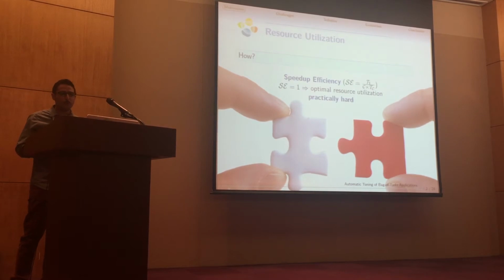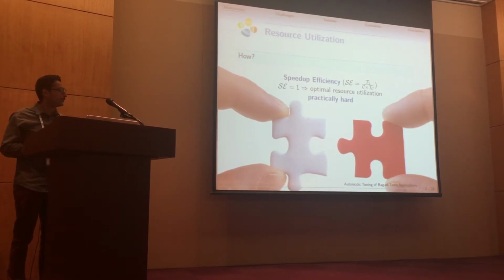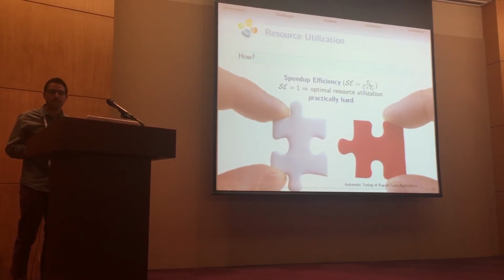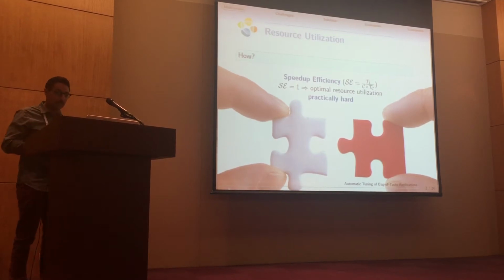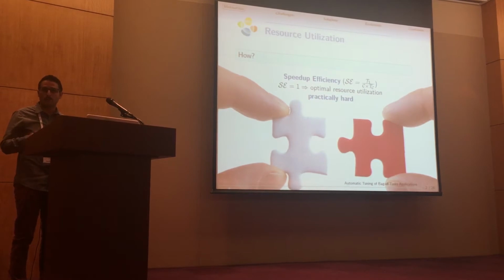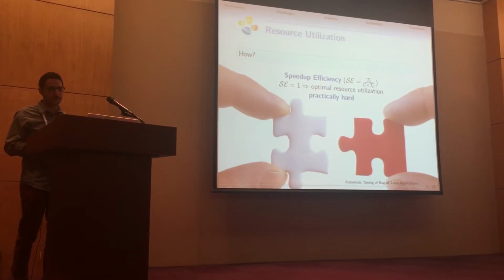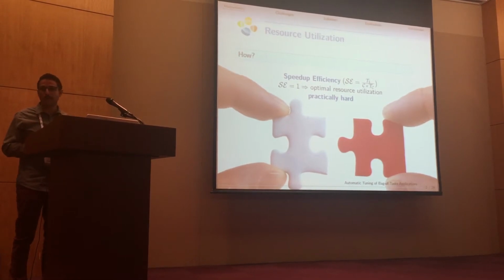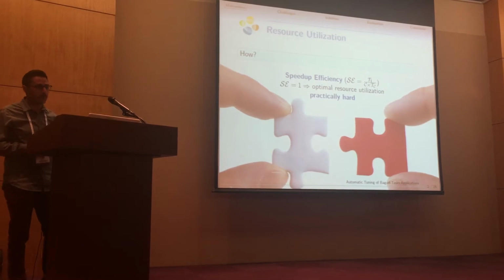The metric to measure resource utilization is speed-up efficiency. Speed-up efficiency is basically your best serial runtime divided by the parallel runtime and the cores that you used, or the resources that you used. Optimally, this should be 1, but practically that's hard to achieve, and we will discuss why.